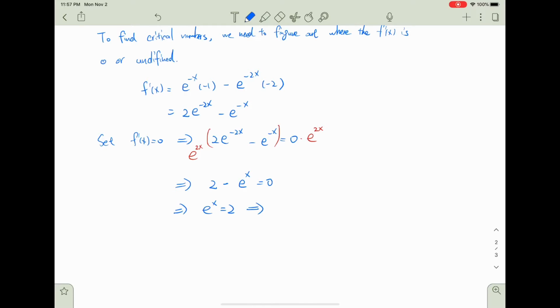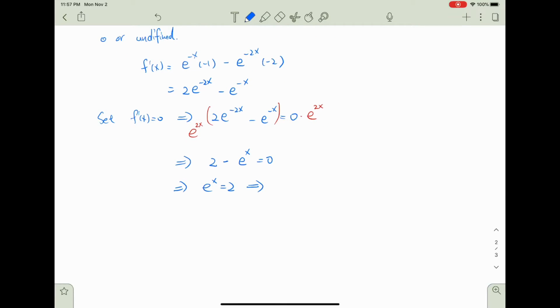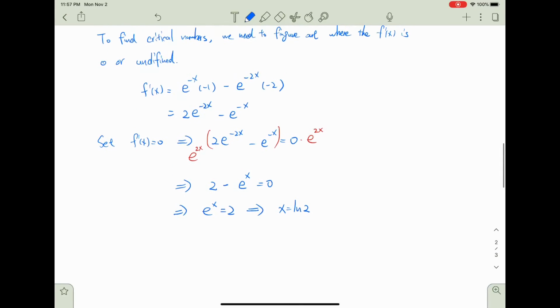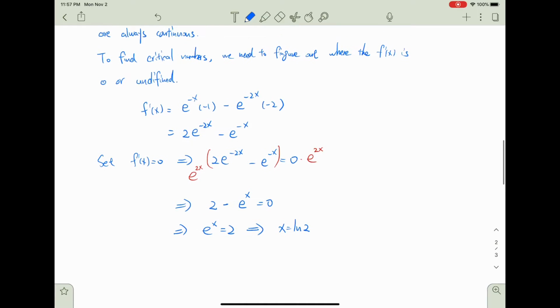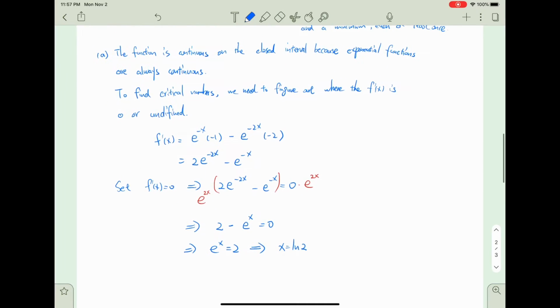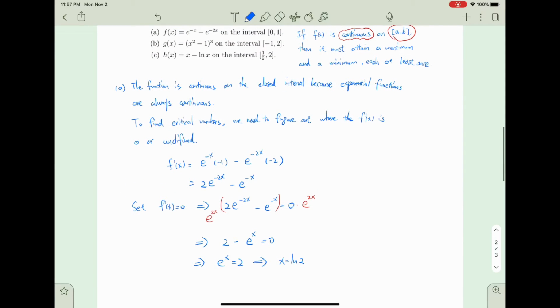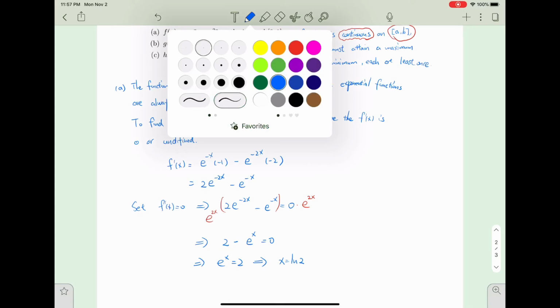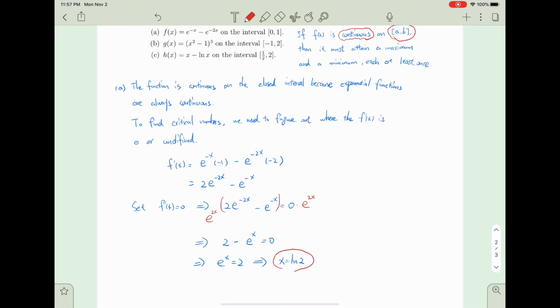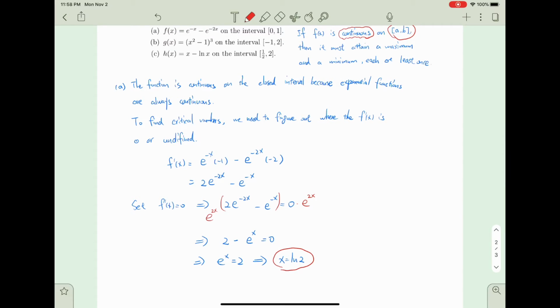And we solve this by taking the ln on both sides, so x is equal to ln2. Okay, so is this a critical number? Well, it seems that we're missing something. For this to be a critical number, we need to make sure that this number is inside our domain. In this case, that is the interval 0, 1. If it's not inside the interval 0, 1, it is not under our consideration. So we need to make sure that it is inside 0, 1.